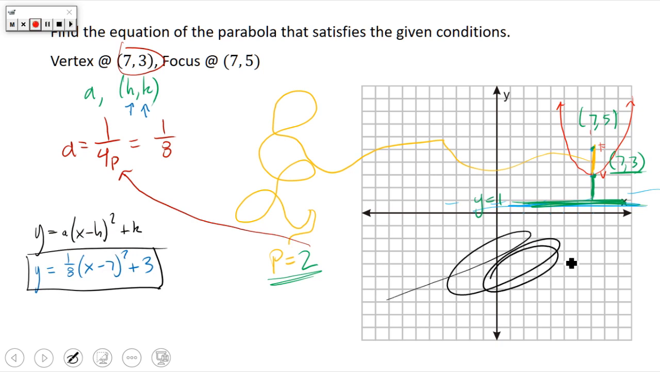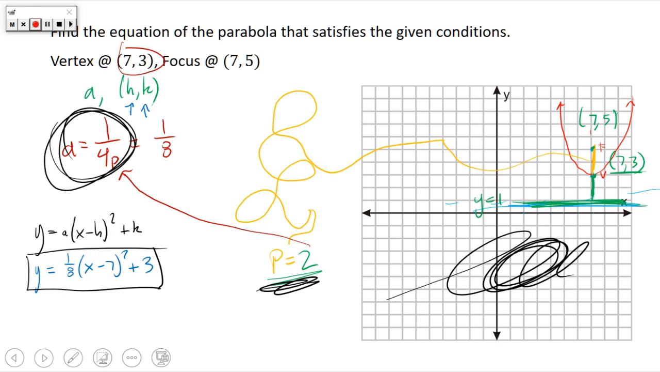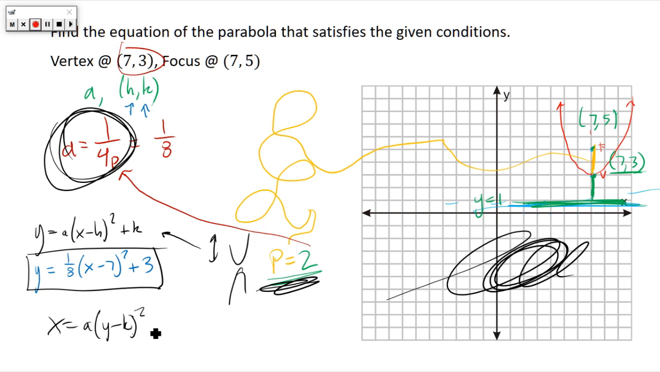Draw this graph. It helps you figure stuff out. Understand what p is. Understand how p is related to a. Okay, it will help you with all these problems. And make sure you don't mess up that this is a vertical parabola, one that goes like this or like this. And x is equal to a times y minus k quantity squared, plus h is a horizontal parabola, one that goes like that or like that.